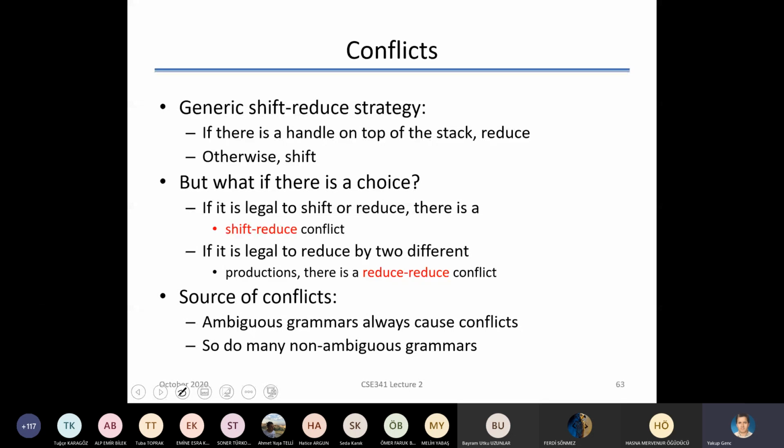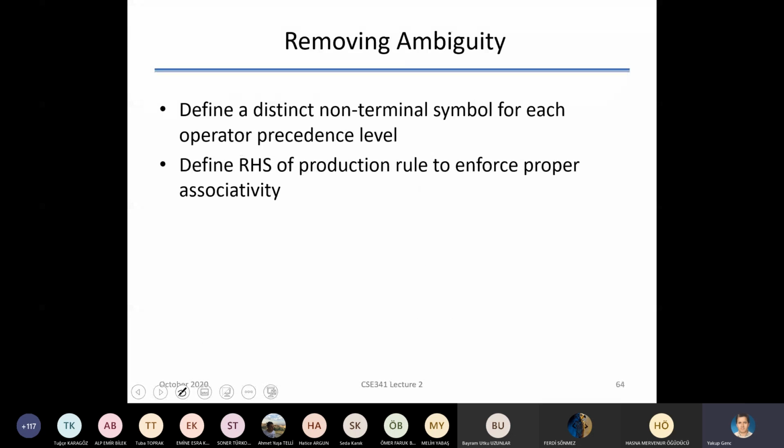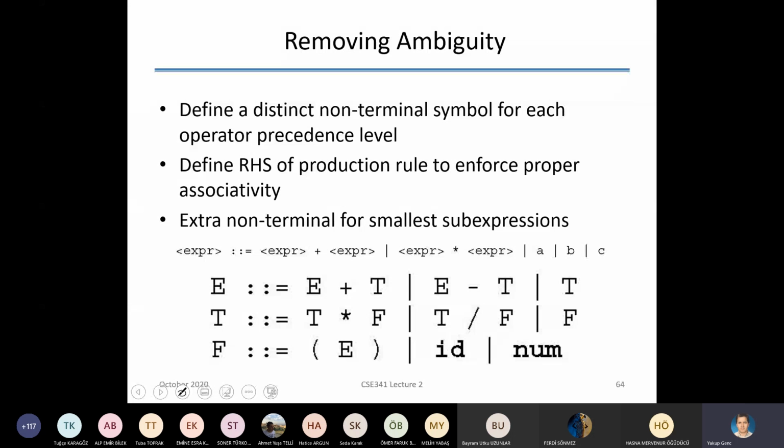And sometimes many of the non-ambiguous grammars can actually result in these types of problems as well. So one possible way of removing the ambiguity is you define a non-terminal symbol for each operator. I mean, the best explanation can be given in the case of expressions, right?